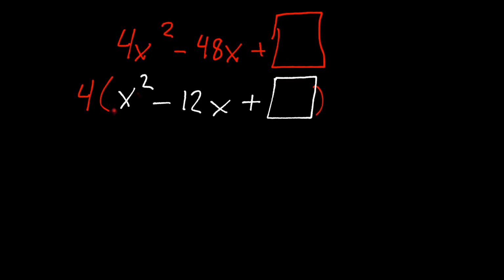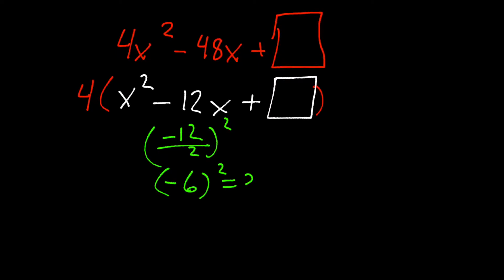And since we have the x squared term where a is 1, we can do the completing the square technique on b. We're going to take that b, which is negative 12, divide it by 2, and square it. So that is negative 6 squared, which is 36. And that's what's going to go here, 36. So we now have our perfect square trinomial.